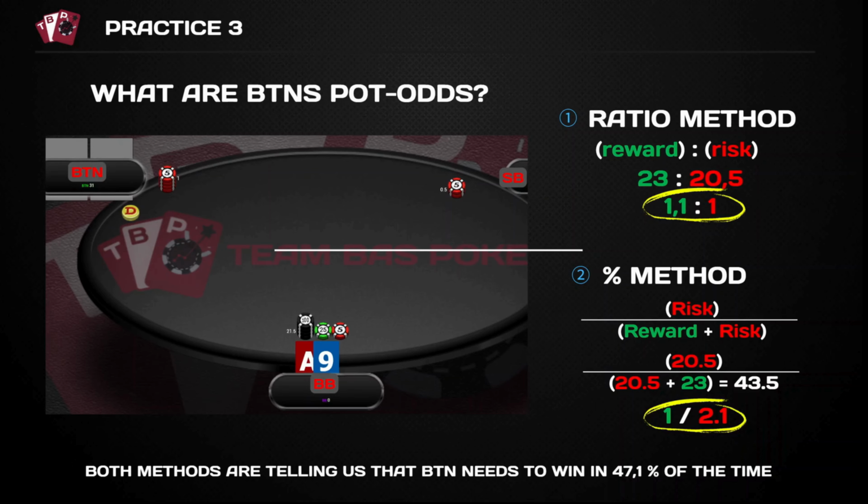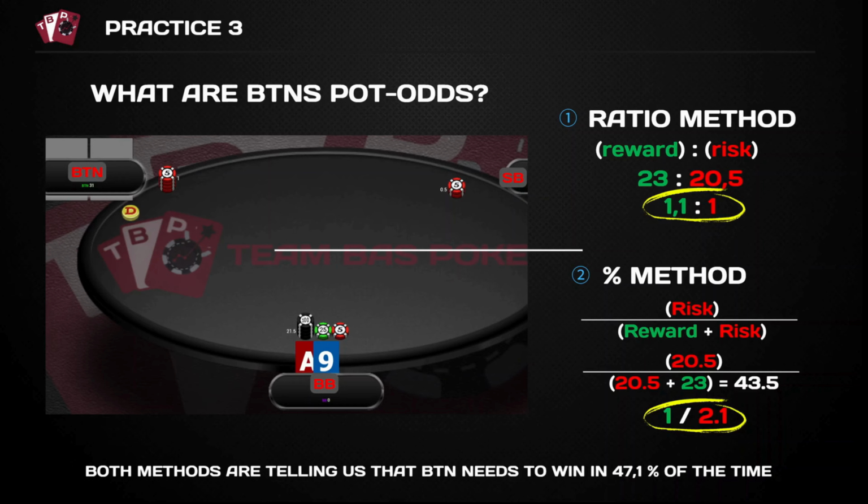And for the percentage method, we put in the same numbers for risk and reward, and then use a calculator to get final pot odds of 1 divided by 2.1. Both results in the yellow circle are telling us that the button needs to win 47.1% of the time.